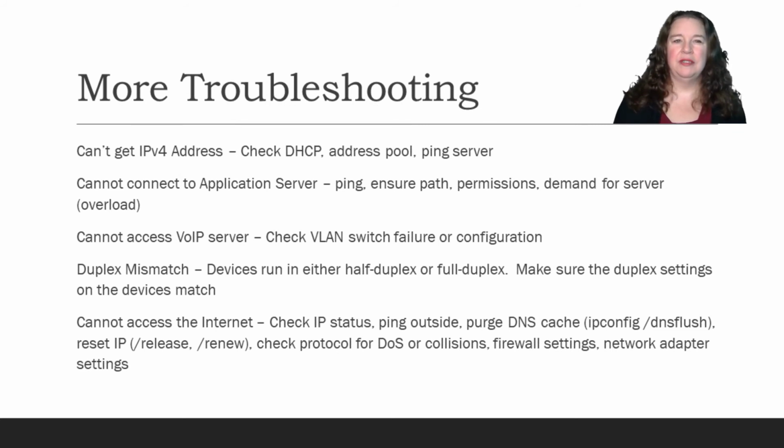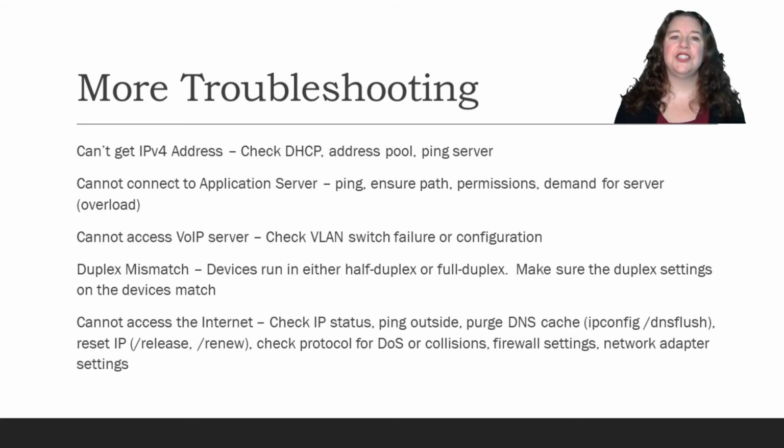Couple more troubleshooting. If you can't get an IPv4 address, so you've connected but you're not able to connect to the network, go check your DHCP, check to make sure that you have DHCP enabled, check to make sure you haven't exhausted your address pool. Remember, the address pool is one of those things where you may only have X amount of addresses available. This could mean that more people are logging on and you need to increase your address pool. Ping your server. Make sure that from your server to the computer and the computer to the server, you can ping each other so that you can get to your DHCP. So those are important if you can't get your IP address.